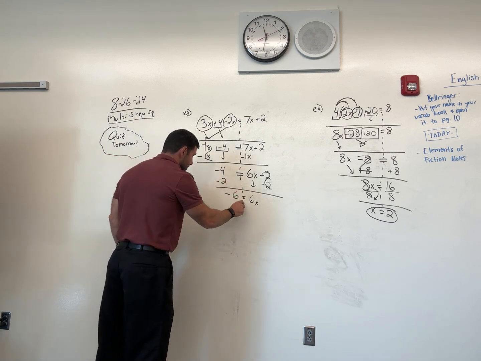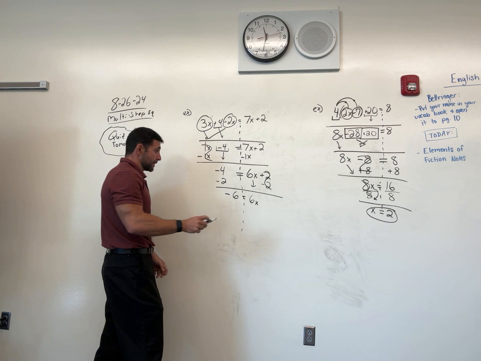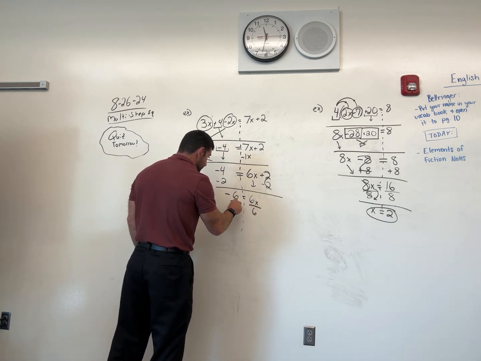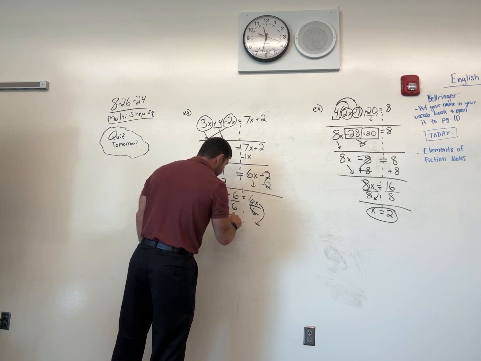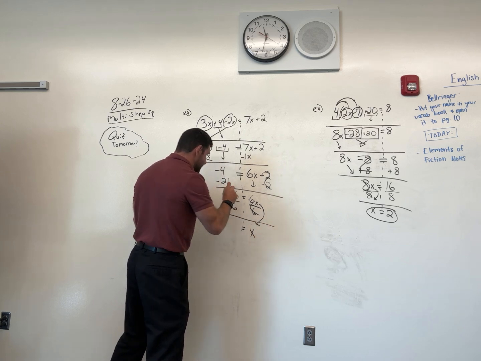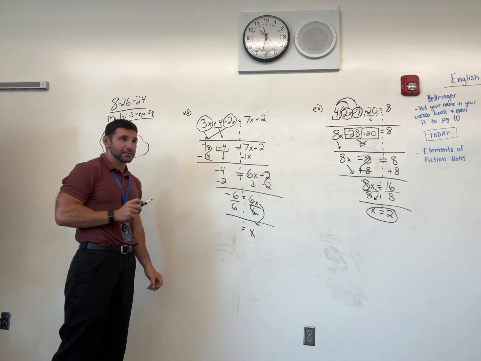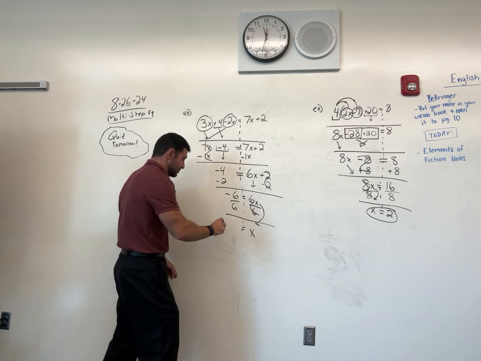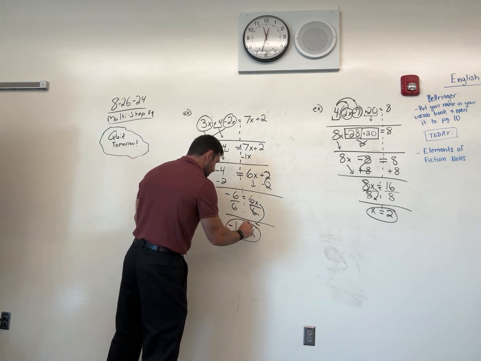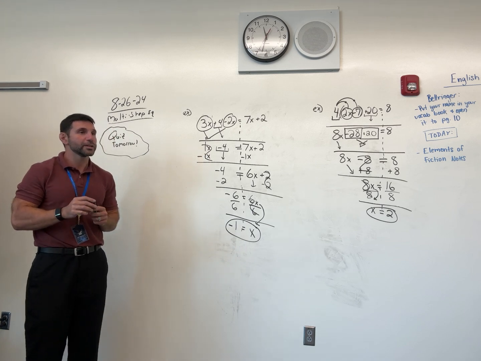How do we finish this? You divide both sides by 6. 6 divided by 6 is 1x. What's negative 6 divided by 6? Negative 1. There you go. And we're done. What questions do you have?